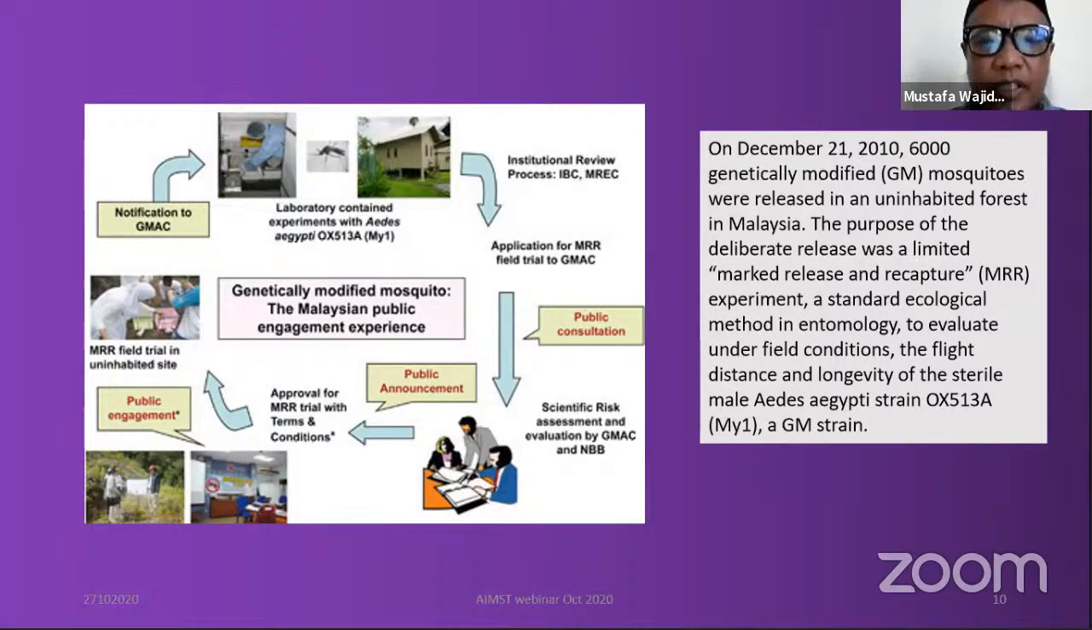A group called Oxitec, in cooperation with the Institute of Medical Research here in Malaysia, released a strain of Aedes aegypti, which was a tool, or a strategy, to eliminate the Aedes aegypti population. Of course, there was a public hoo-ha about that. Some people who are less knowledgeable were afraid that this strain of mosquitoes can actually transmit dengue as well.